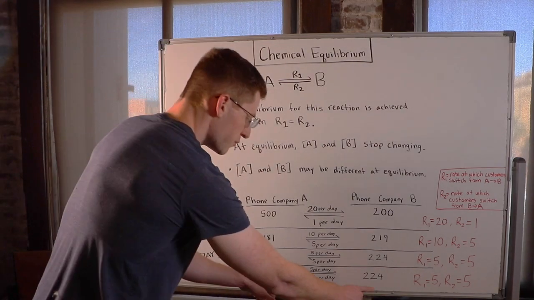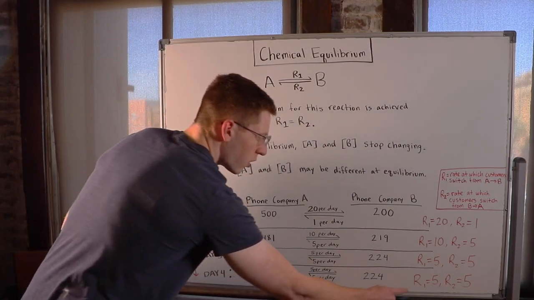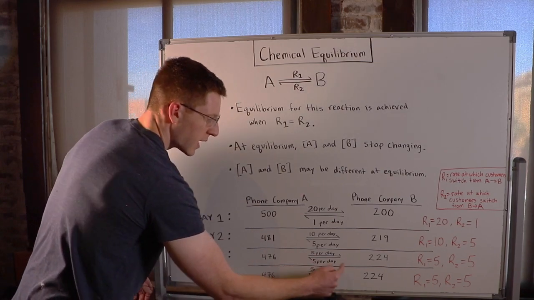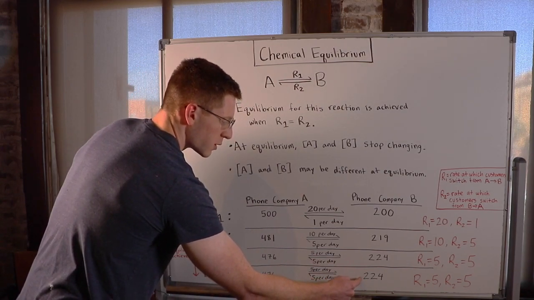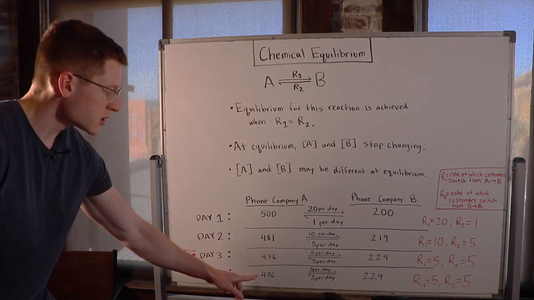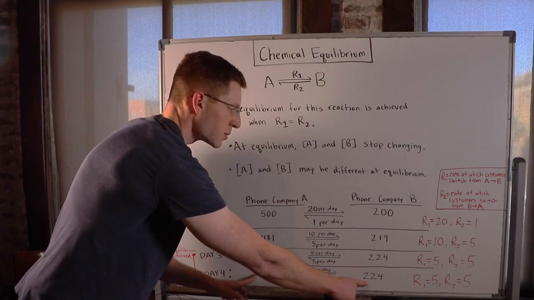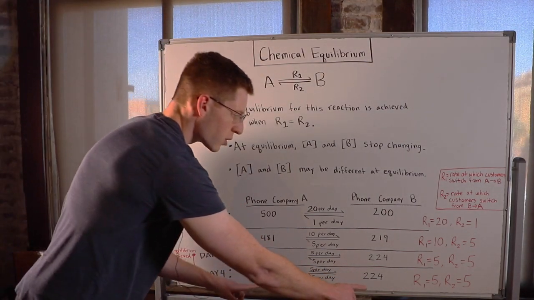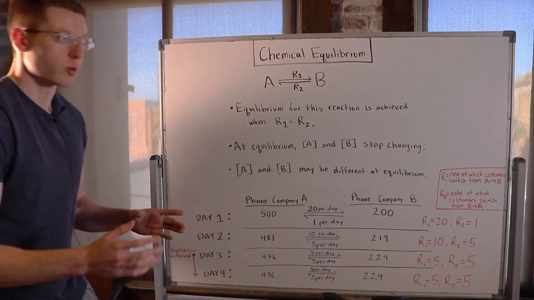You can see that on day four, we continue to have equal R1 and R2. Just as many people are switching from phone company A to B as people are switching from phone company B to A. And thus, the amount of customers in each phone company have stopped changing. Note that they are different, but we have reached equilibrium because R1 equals R2.